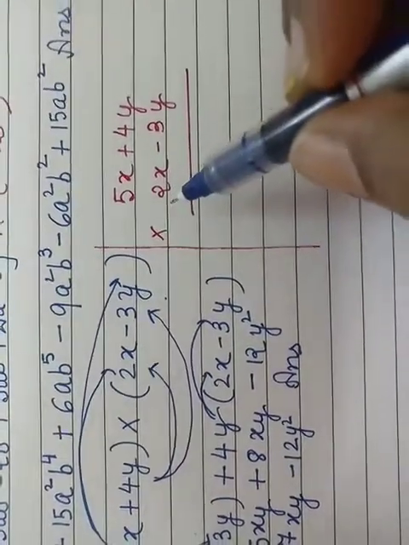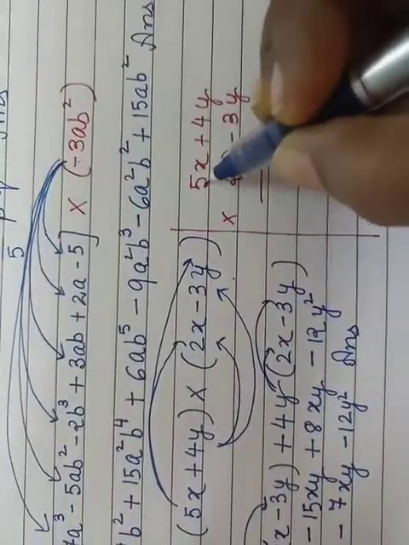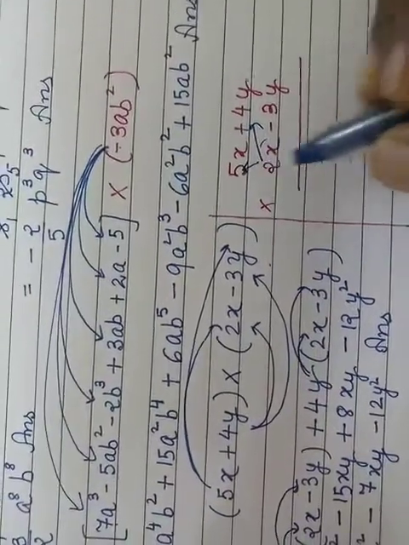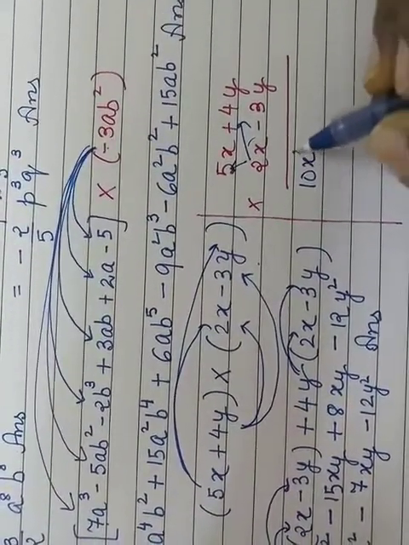See how we do it in the vertical method. Firstly, this 2x will be multiplied with 5 and with 4y. So 2 into 5 will give you 10. x into x will give you x square.